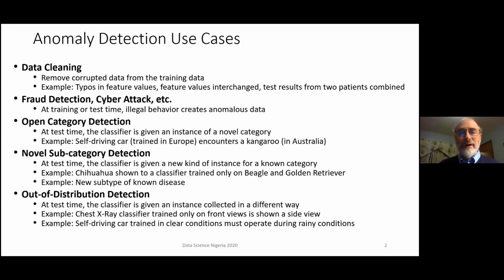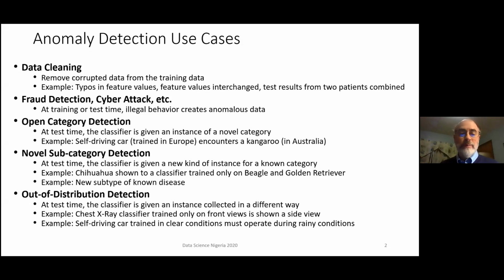It's still a dog, but it's a new kind, and it would need to handle that correctly, or a new subtype of a known disease. And the last case is out of distribution detection. So in this case, somehow the distribution of the training data and the distribution of the test data are different.